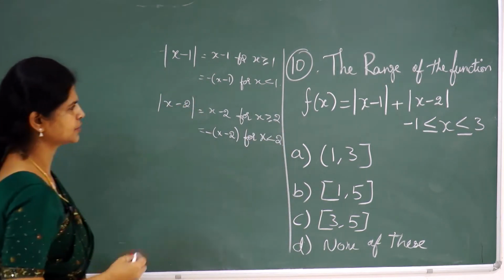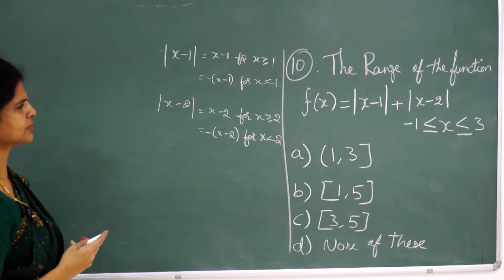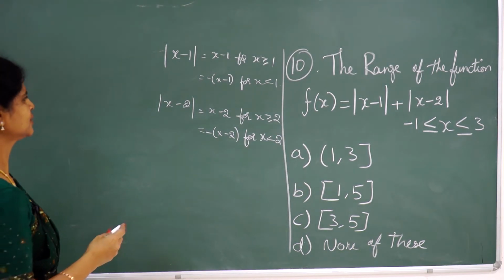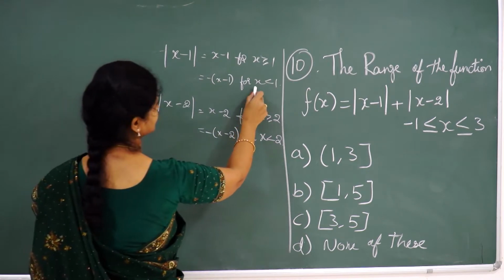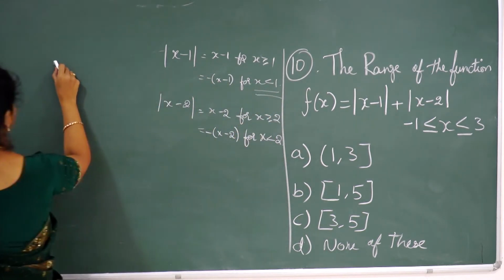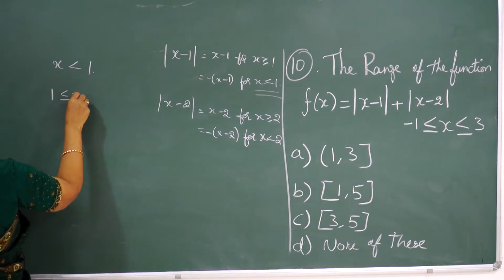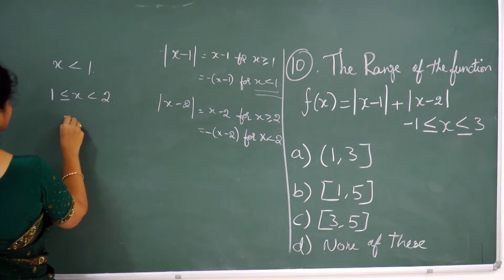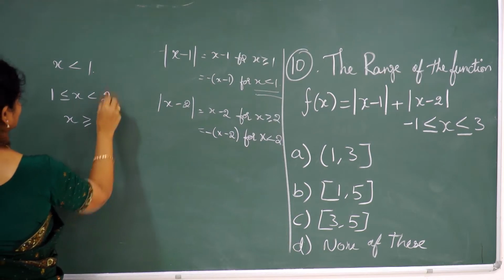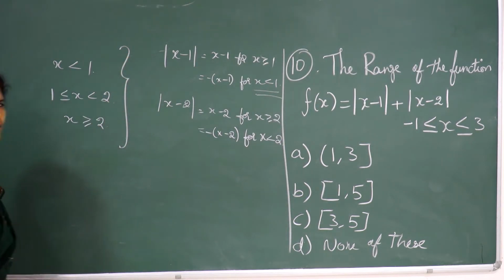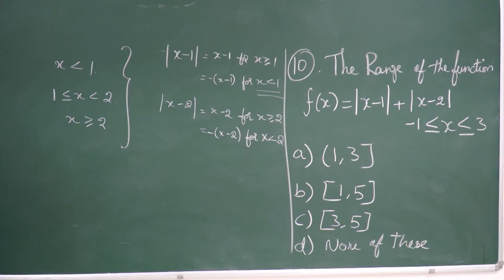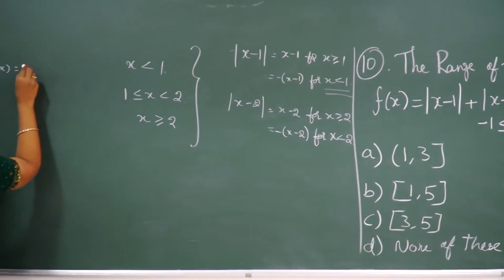Next you write down the modulus function using the definition. First you start with the lesser quantity, x less than 1. You split the intervals. Next 1 less than or equal to x less than 2. Next x greater than or equal to 2. So for the three intervals you find your original function. What is your f of x equal to?